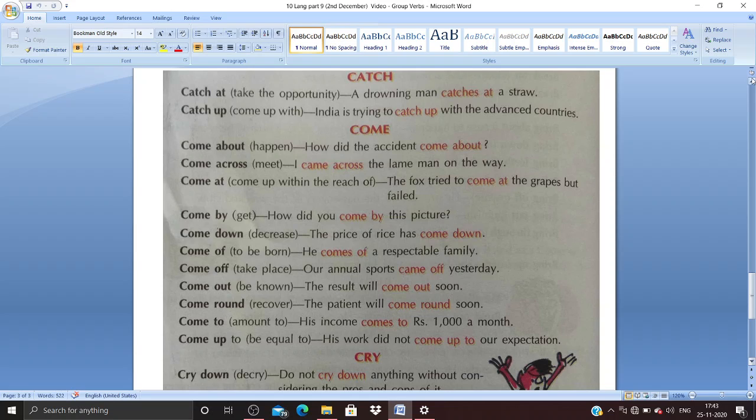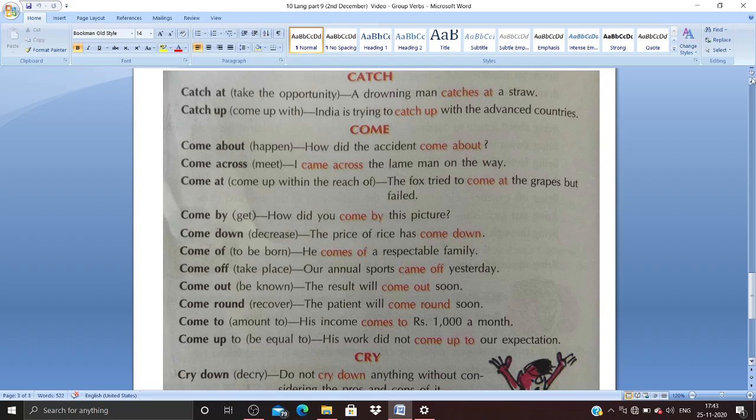Come down, decrease. The price of rice has come down. Come of, to be born. Very important, it is called a phrase. He comes of a respectable family. Come off, take place. Our annual sports came off yesterday. Took place, came off.